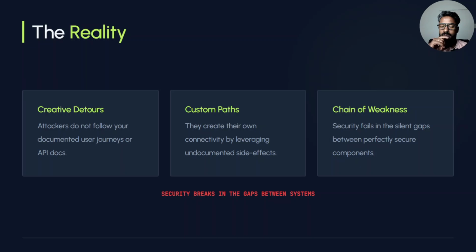But real environments, they don't behave that way. Attackers don't care about intended workflows at all. They look for small gaps and actually connect them. One weak permission here, one exposed token there, one trusted API call somewhere else. Individually, nothing looks critical, but together they actually form a path. That's your attack path.